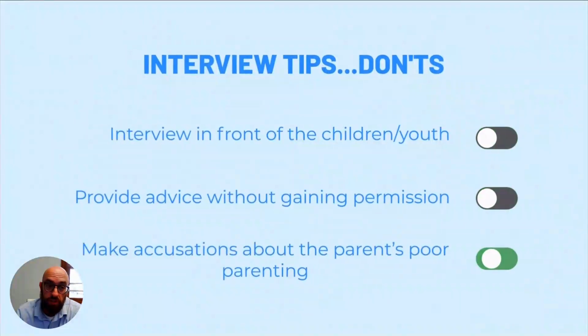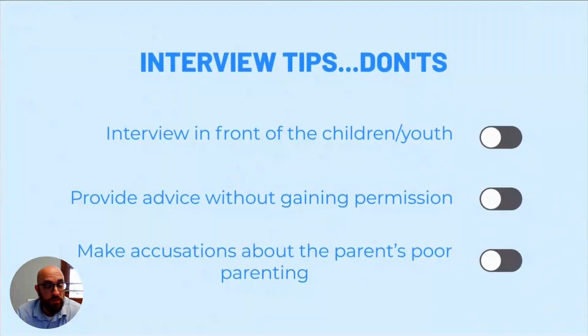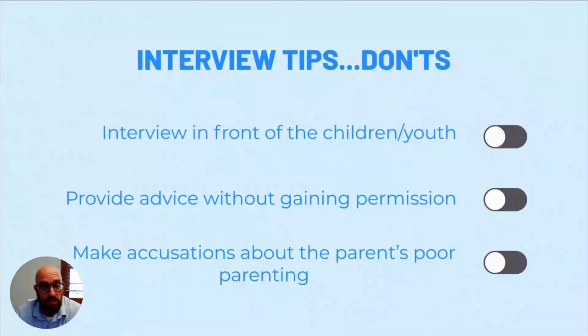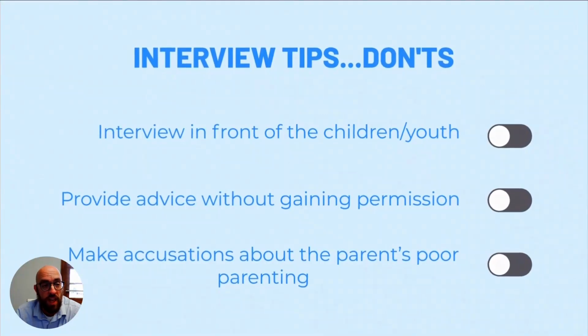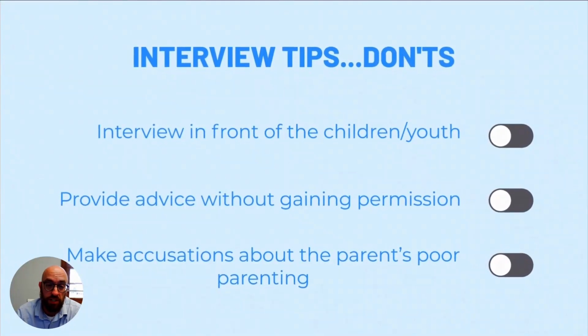A few don'ts might be: don't interview the parent in front of the children or the youth. Don't provide advice without asking or gaining permission. That's MI 101. And don't make accusations about the parent's poor parenting. Instead, use the Triple P format to produce that data and present that data through the role plays that they had us practice.